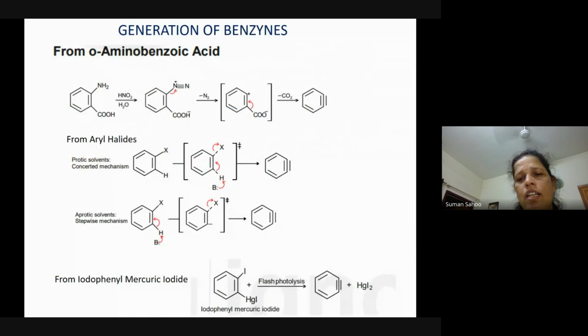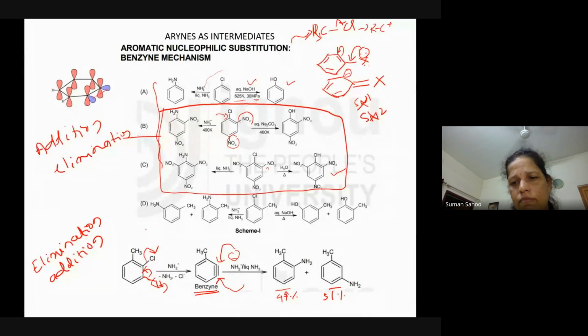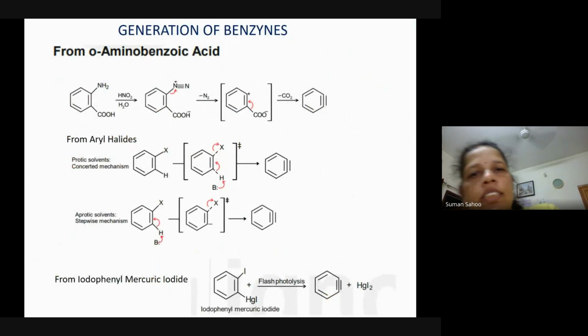We will learn about it later, but this is known as the elimination addition mechanism, because in the first step elimination occurs, and in the next step addition occurs. So how are benzynes generated? From orthoaminobenzoic acid.